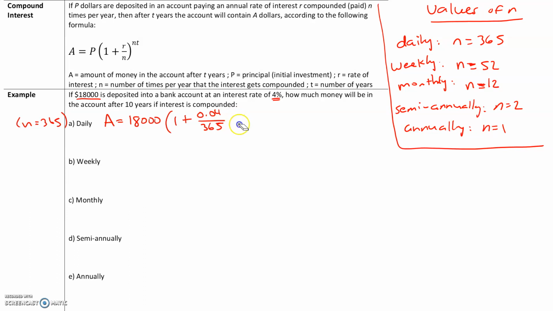So now what is n? N is equal to 365 and t is equal to 10, because we want to look at the amount in the account after 10 years. Now it's just a matter of plugging this into a calculator. If you have a scientific calculator, you can plug things in exactly the way it looks. So we've got 18,000 times 1 plus 0.04 divided by 365, and then that's raised to the power of 365 times 10, which is 3650.